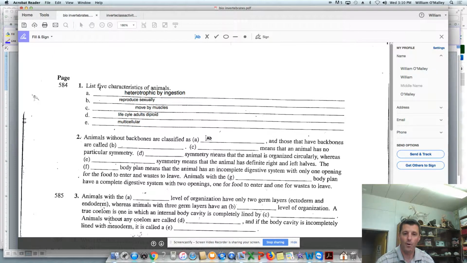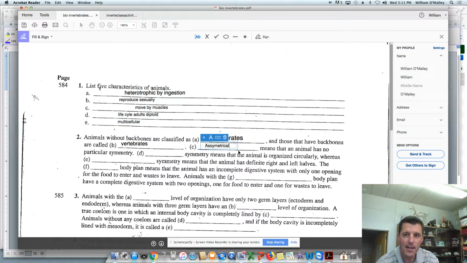We have a little more time here. We'll do a few more since we're here. Animals without backbones are classified as, Landon, invertebrates. So if you're questioning their courage, you can say these things are spineless. Spineless invertebrate. And those that have backbones are called vertebrates.